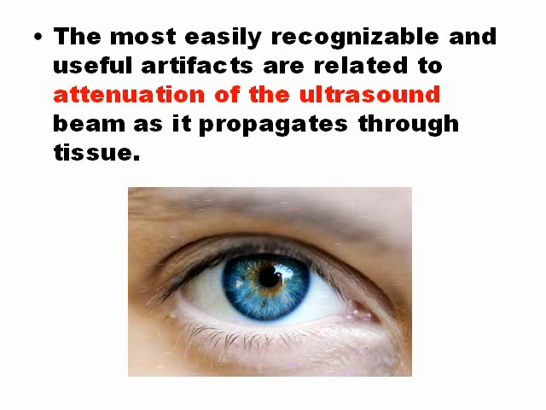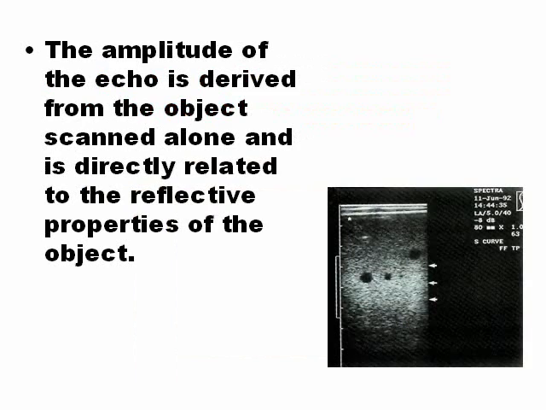In other words, these are artifacts that help to make a diagnosis and are very easy to recognize. The second assumption says that the amplitude of the echo is related to properties of the structure that produces the echo. This is not always true.